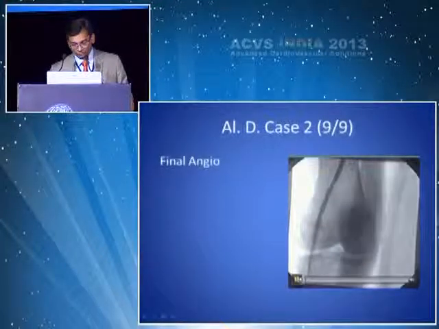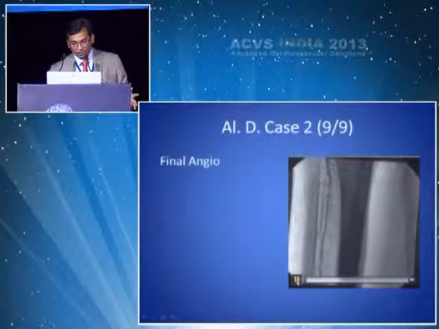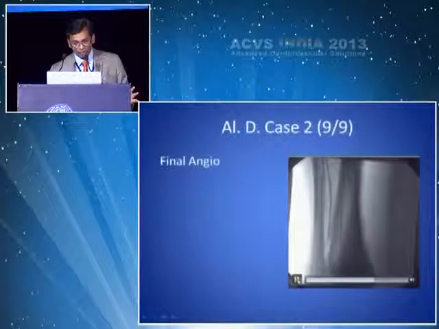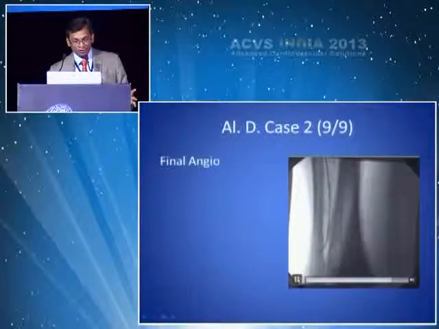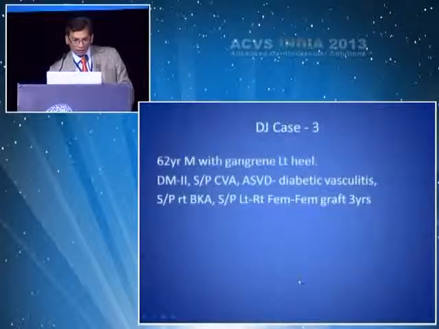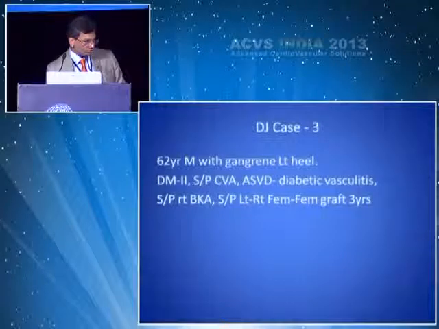Here's the final angio. Nice dark filling. Even the branches are filling, which means it will develop good collaterals to the other vessels. For lack of time, I think I'm going to stop with this case. This is the third case, if we have time, we'll show.